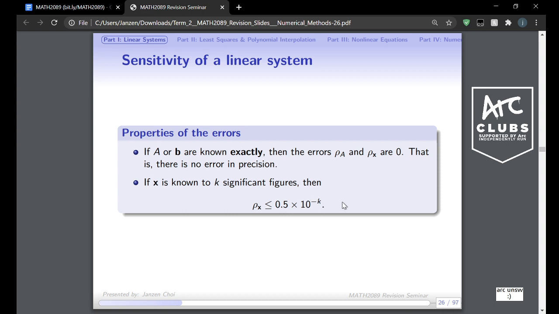So the value of k is what we refer to as the confidence of the matrix or vector. And as a note, if the relative error is greater than 1, then there are no significant figures in this solution, and we are not confident at all with the solution.